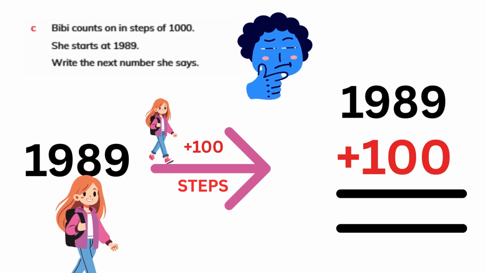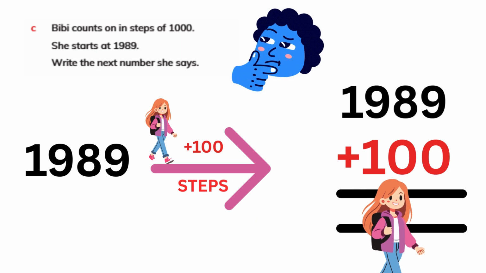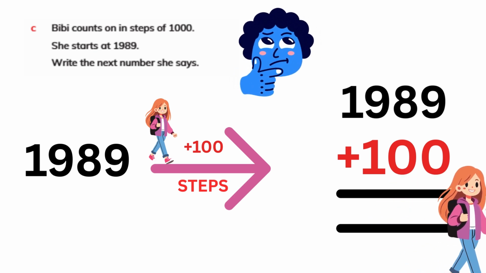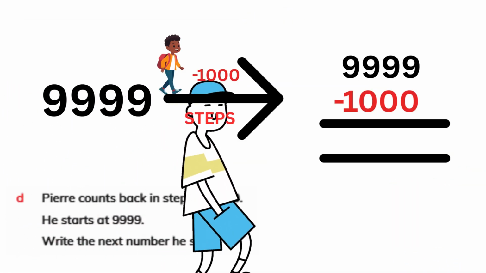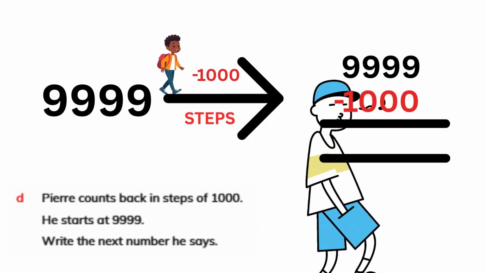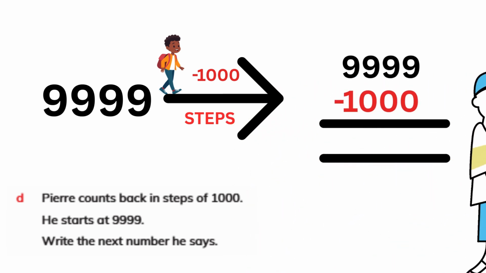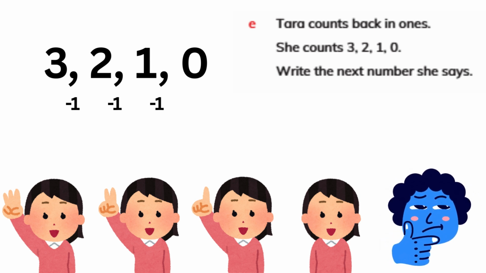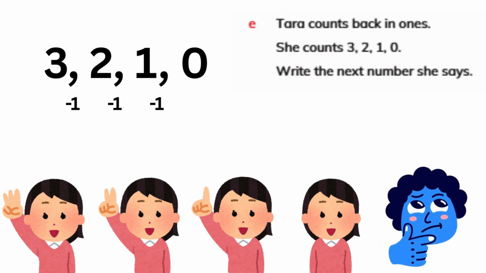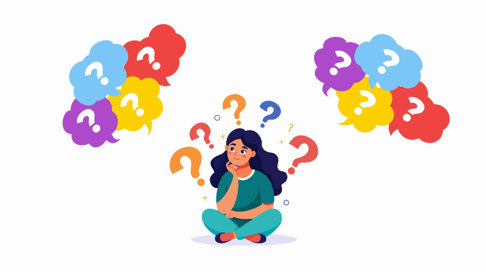Bibi counts on in steps of 1000. She starts at 1989. What is the next number she says? Pierre counts back in steps of 1000. He starts at 9999. What is the next number he says? Tara counts back in ones. She counts 3, 2, 1, 0. What is the next number she says? Pause the video or audio and try each of these on your own.